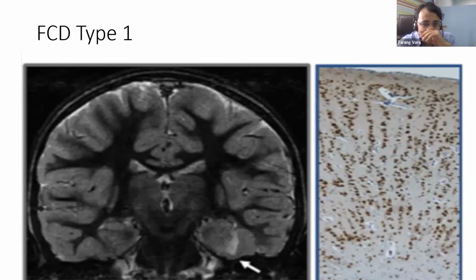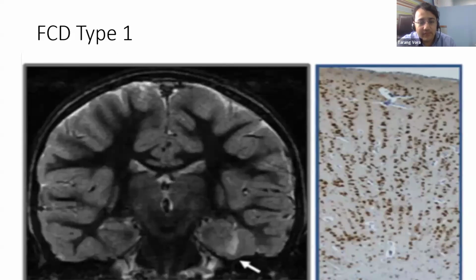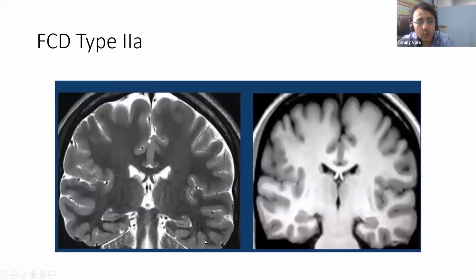So I have a few examples where we are able to see it on radiology. FCD type 1, 1A, 1B, 1C, 2A. These are not very clearly visible. FCD type 2B is the only type which is visible on a very good quality MRI. This is an FCD in the temporal lobe, which is seen, type 1. This is an FCD type 2 patient, which is showing some hyperintense or a thickened gray matter cortex.